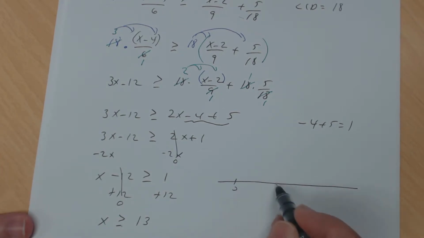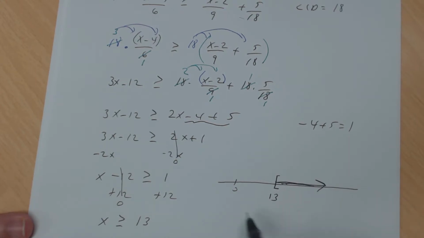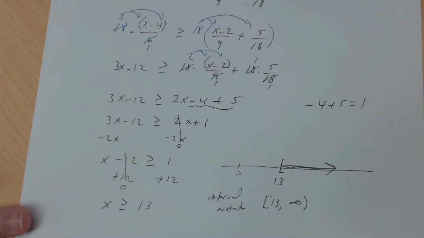So your graph, and this is 0 and this is 13, let's say, you use a bracket going to the right. And then your interval notation, and we go from smallest to largest. So my smallest is 13 with a bracket, all the way to infinity. And remember, with infinity and negative infinity, we always use parentheses. All right, number 3.